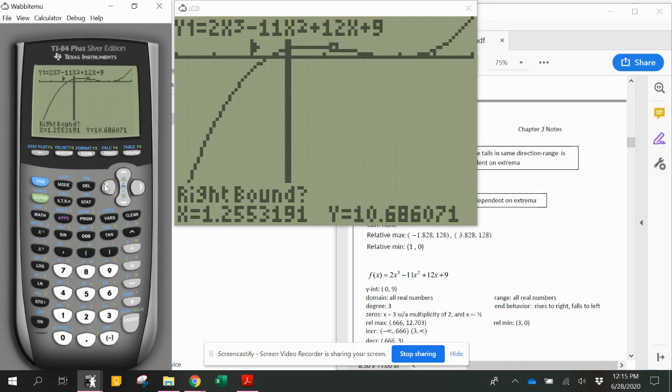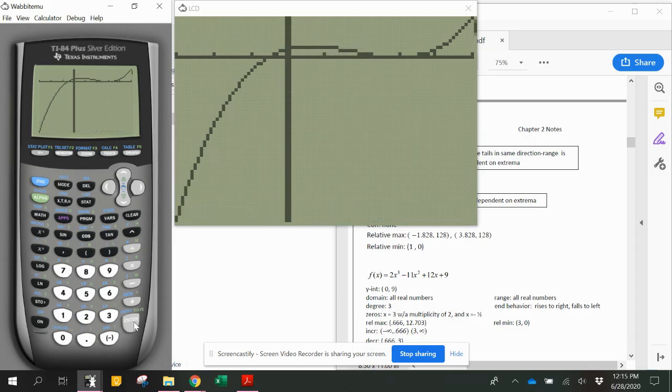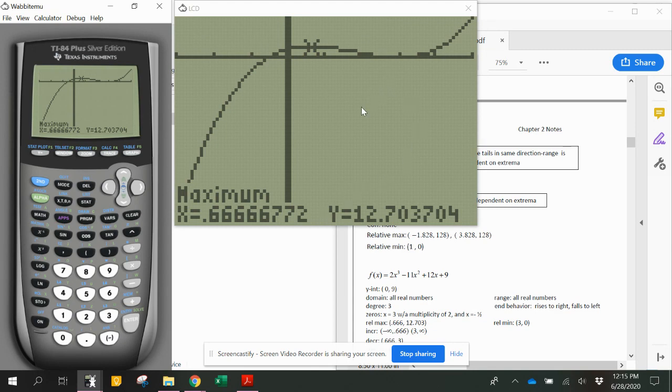Also, watch your y values, right? If my y values are going up, I'm not there yet. So scroll to the right of it. Press enter. Just press enter again, and it will do the math and find your maximum for you. So my relative maximum is this decimal. Notice the 666s don't continue forever, so you don't round up to 2/3, you just leave it.